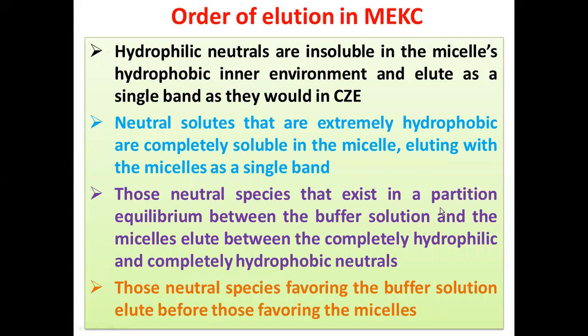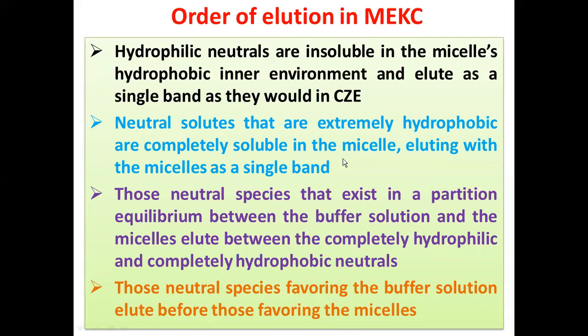Those neutral species that exist in a partition equilibrium between the buffer and the micelle, all those solutes which are partitioned between the buffer and the micelle, are going to be eluted between the completely hydrophilic and hydrophobic neutrals. Means this group of solutes is eluted here. First the hydrophilic, then the solutes partitioned between the micelle and the buffer are eluted next, then hydrophobic. And all those neutral species which possess the property of the buffer are going to be eluted before the elution of the micelles.